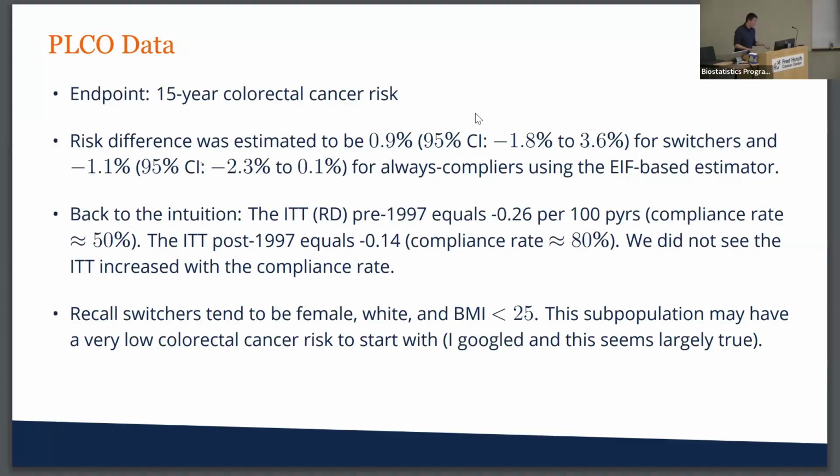So again, who are those switchers? We say they tend to be female, white, with small BMI. I did a little Google search, and it seems reasonable. This is a population with a very low colorectal cancer rate. So I think it's probably reasonable because they have such a low colorectal cancer rate to start with, cancer screening does not really have a material effect on lowering their already near zero rate.